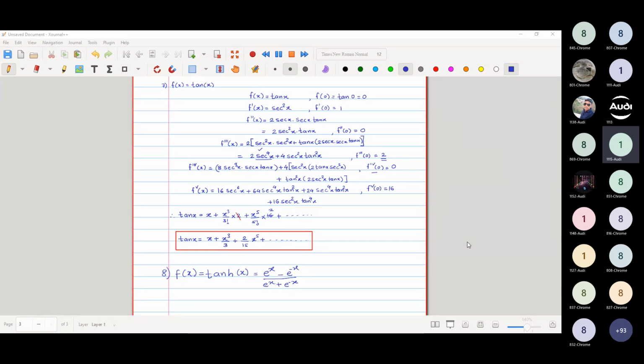34, 35, 36, 37, 38, 39, 40, 41, 42. 43 absent. Akash. 44, 45, 46, 47. Sir, 43 present. 43. Okay. 52. 53 absent. 59 absent. 62, 63, 64, 65. Okay, yeah.